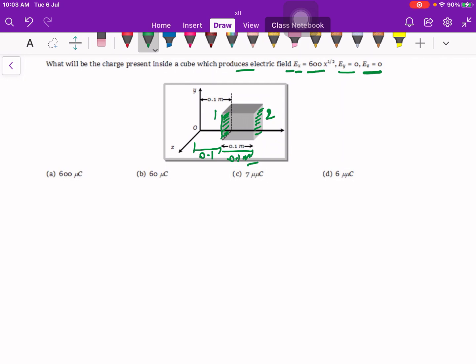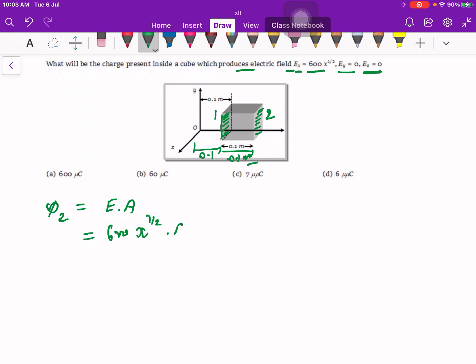Now how to calculate flux emerging out from the second face, that is phi 2. It will be E2, or simply E, not 2. Because the electric field expression is given to us, I am going to write only E into area of the surface. Which surface? The second face. Now put the value of electric field, that is 600 x to the power half, and into area.